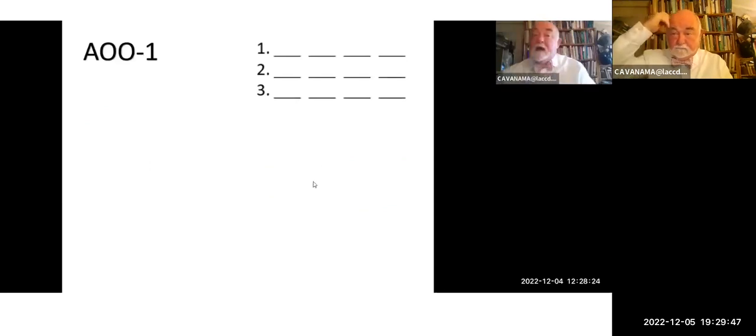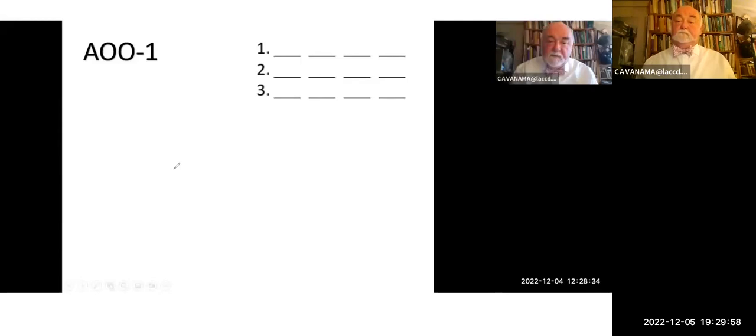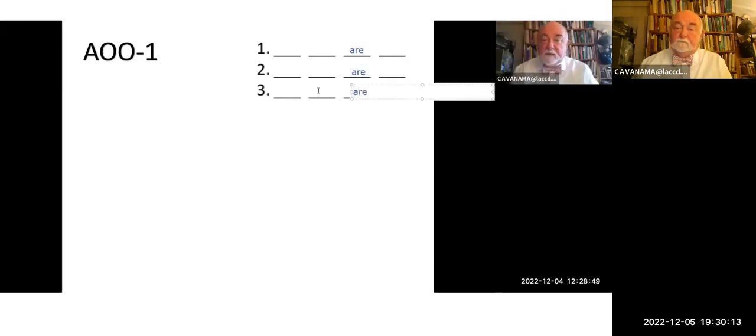Let's do AOO-1. So once again, the mood is AOO, the figure is 1. I'll get my drawing tools out. And of course, first we want our copula. Okay, and our S is always the same, and our P is always the same in the conclusion, of course.